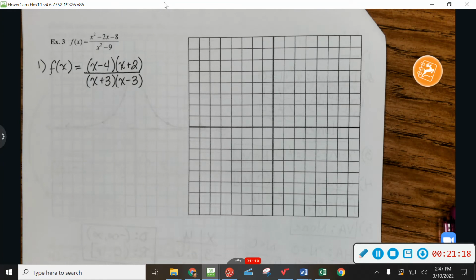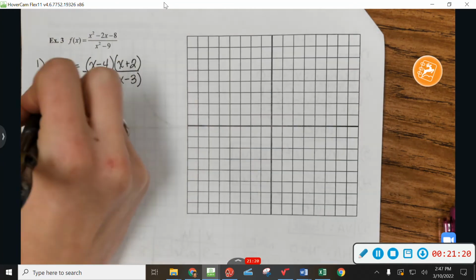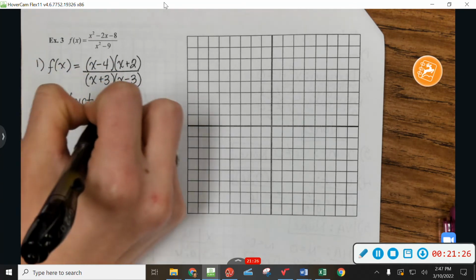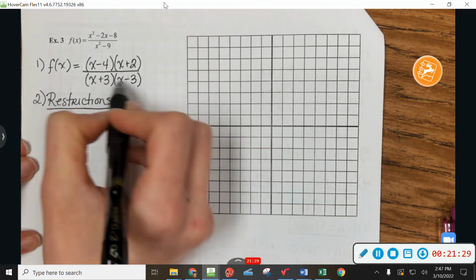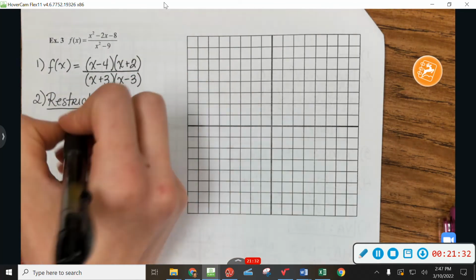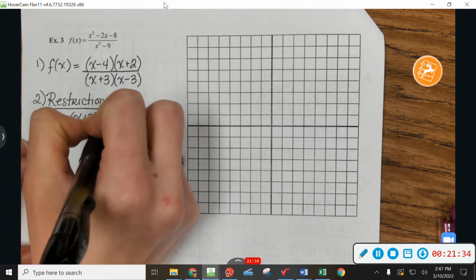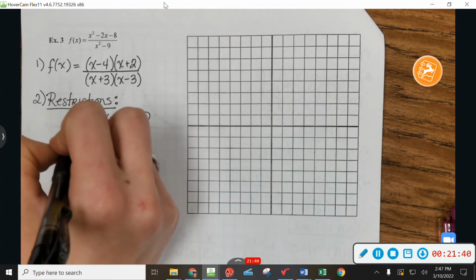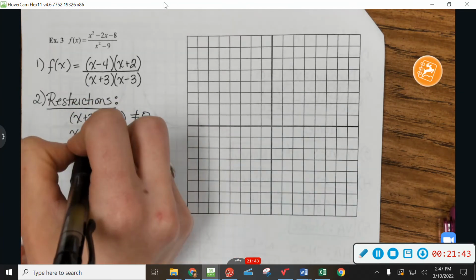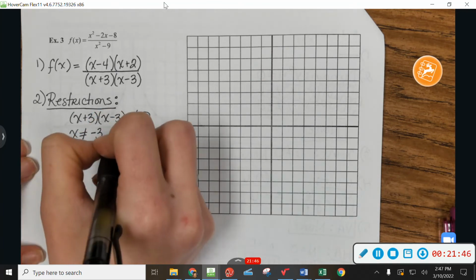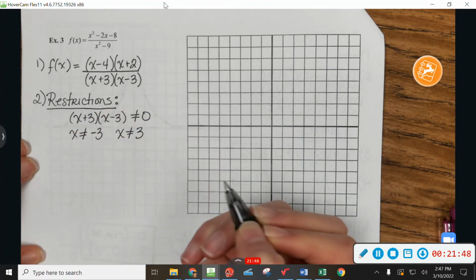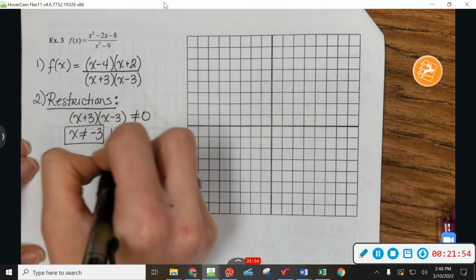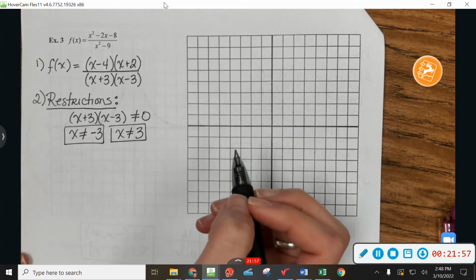Okay? So then, for the restrictions on the domain, I'm going to take this factored form, x plus 3 times x minus 3, and that cannot equal 0. So x cannot equal what? Negative 3 and positive 3. So now I've got two restrictions instead of just one.